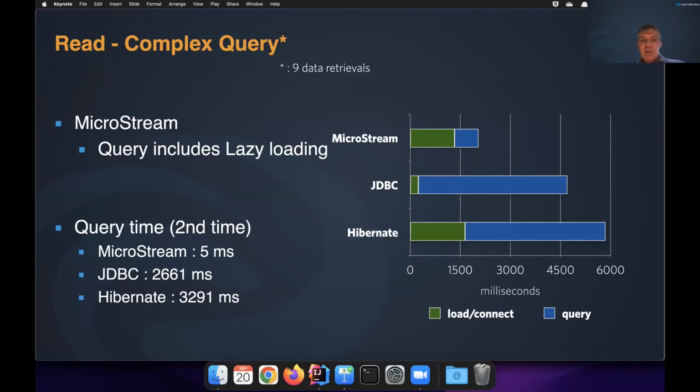But JDBC and Hibernate take around 700 times more before we have the data. If you see on the slide the timings for the second time, so no lazy loading, for JDBC and Hibernate you still need to load the data. That means that it's much faster. So I think we can say that MicroStream is working at light speed.